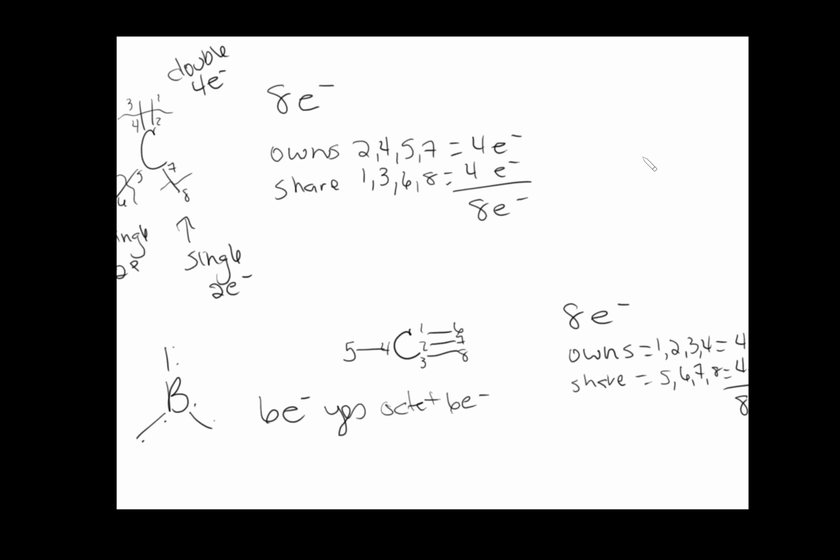But how about this one? How many does fluorine own? 1, 2, 3, 4, 5, 6, and 7. And how many is it sharing? 8. So it has a total of 8 electrons. Where are they located? There's 3 lone pairs, and there's 1 single bond, for a total of 8. So that octet is complete. And now let's do an expanded one.